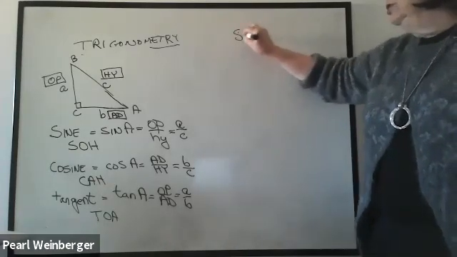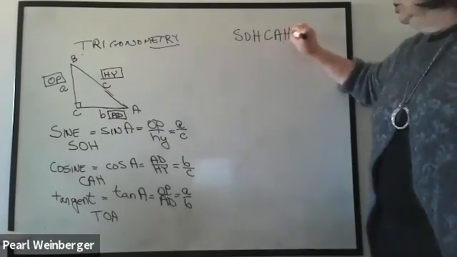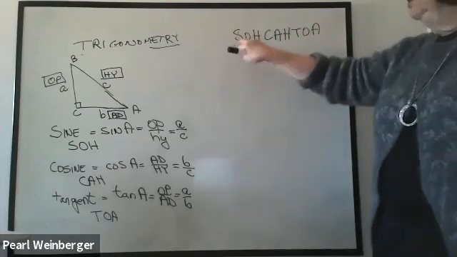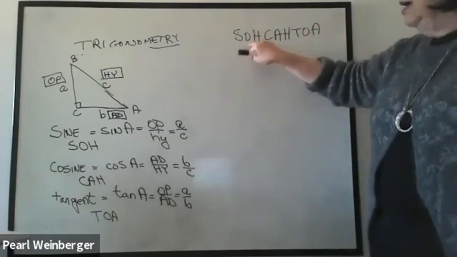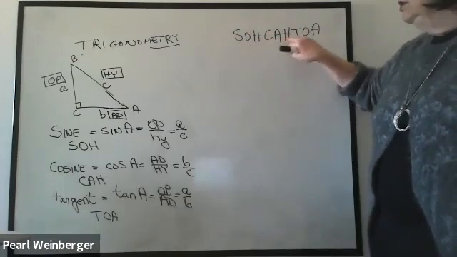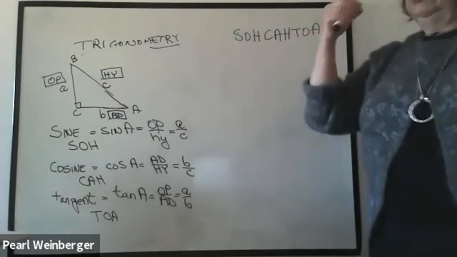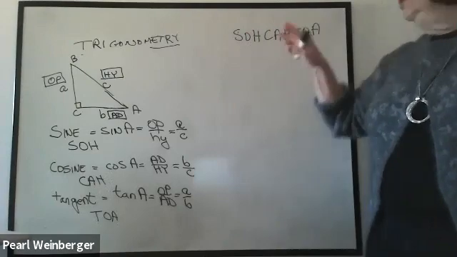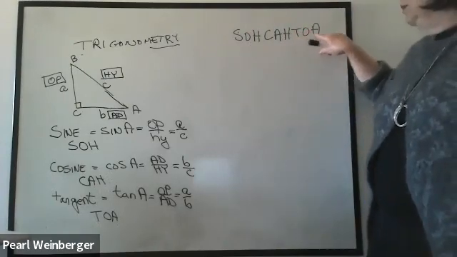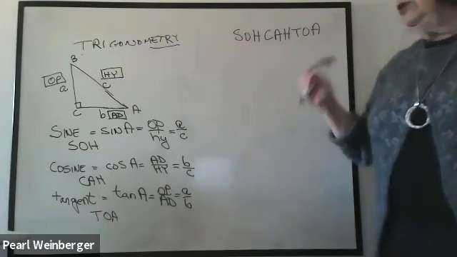I wrote down TOA. How is this a mnemonic device? Because it's telling me the sine is the opposite over the hypotenuse, the cosine is the adjacent over the hypotenuse, and the tangent is the opposite over adjacent. So if I ask you to find something that has to do with tangent, I think tangent is TOA, and TOA is opposite over adjacent, and I'll remember how to do the tangent.